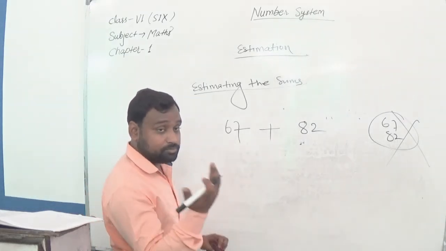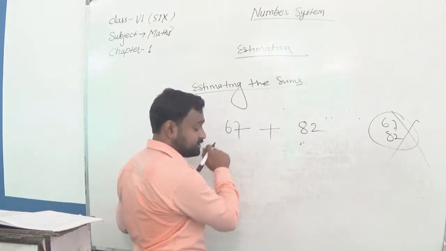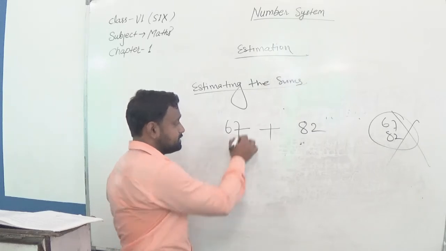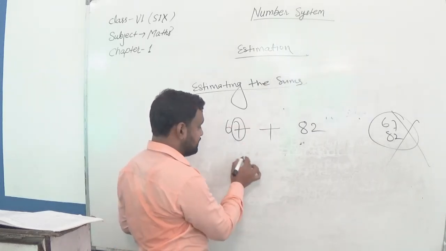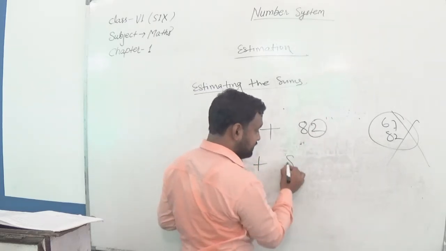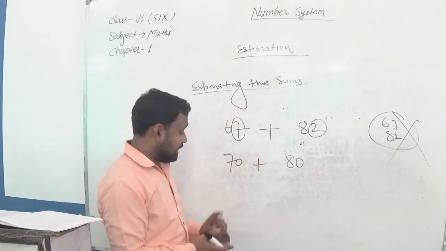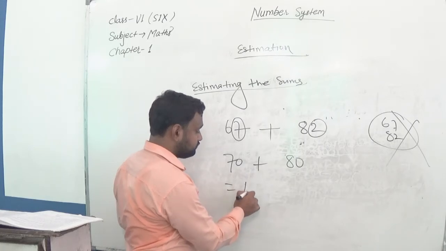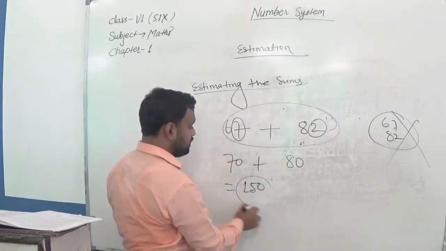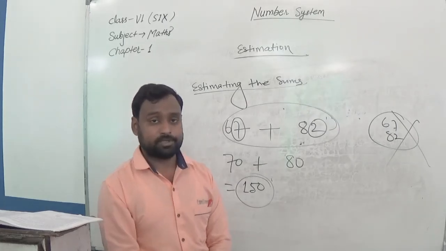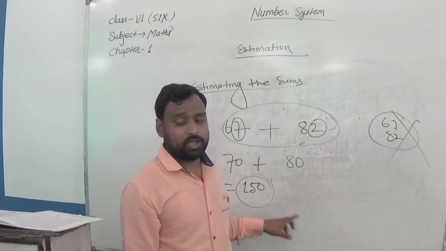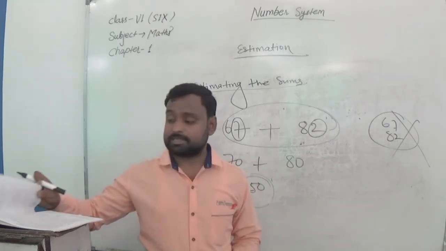In this case, what do you have to do? Just round off these to the nearest 10. 7 is greater than 5, so 87 will become 90. And 82, the 2 is less than 5, so it will be 80. And now the estimation of this sum is 170. Okay. In this way, you can solve exercise 1D.